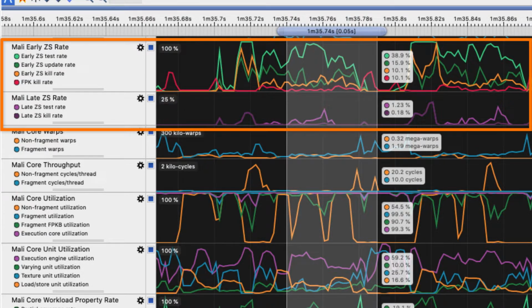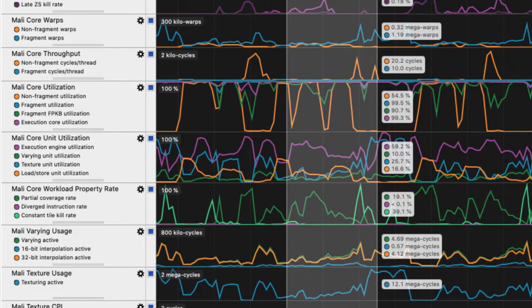The late ZS test handles any work that could not be processed before fragment shading. For example, if a shader programmatically modifies gl_FragDepth, early ZS testing cannot be used, and late ZS testing is forced. Because late ZS testing happens after all the fragment shading work has been done, it is expensive and should be avoided.